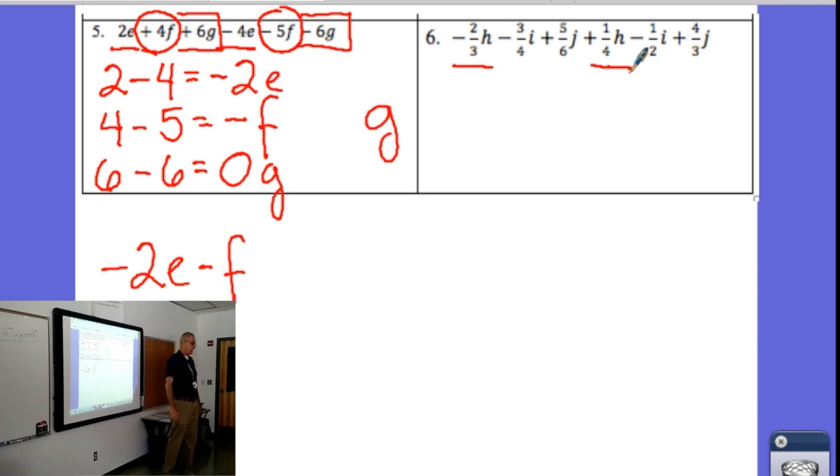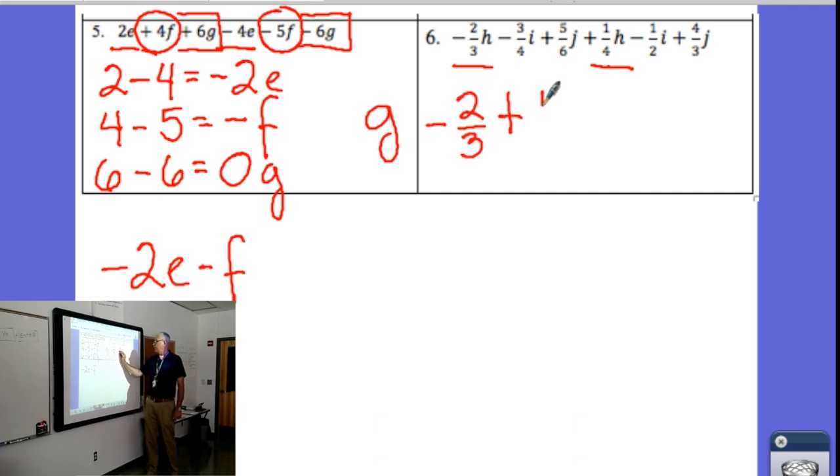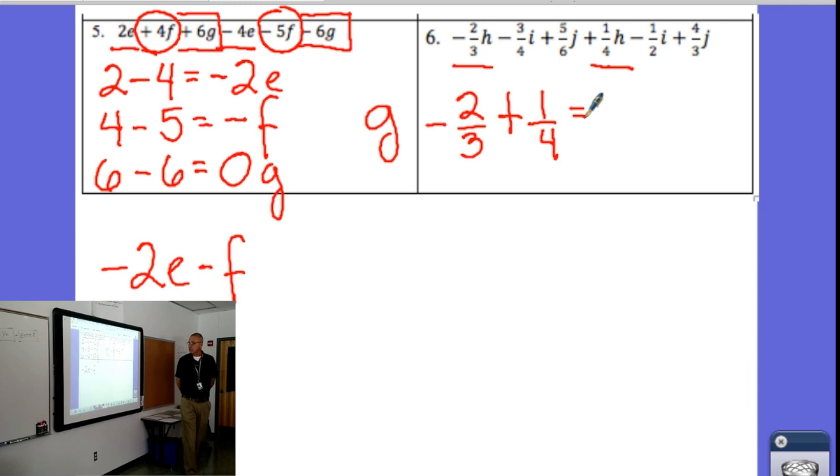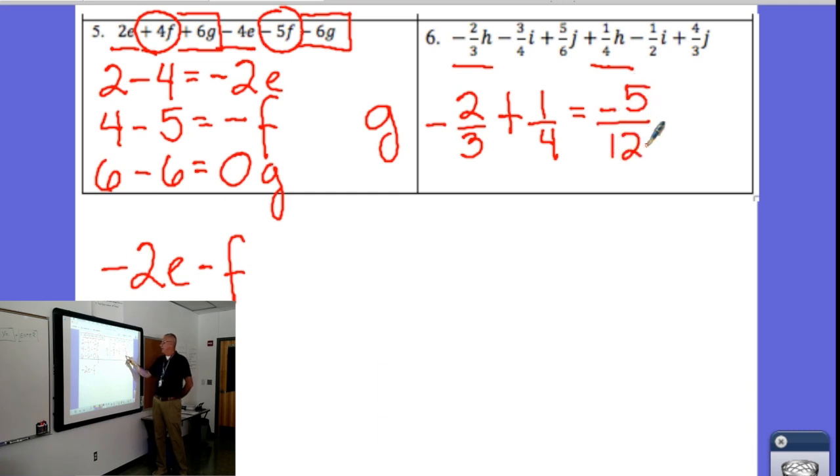Got it? And plus 1 over 4. Negative 2 over 3 plus 1 over 4. Negative 5 over 12. Okay. Negative 5 over 12 what? h. Okay.